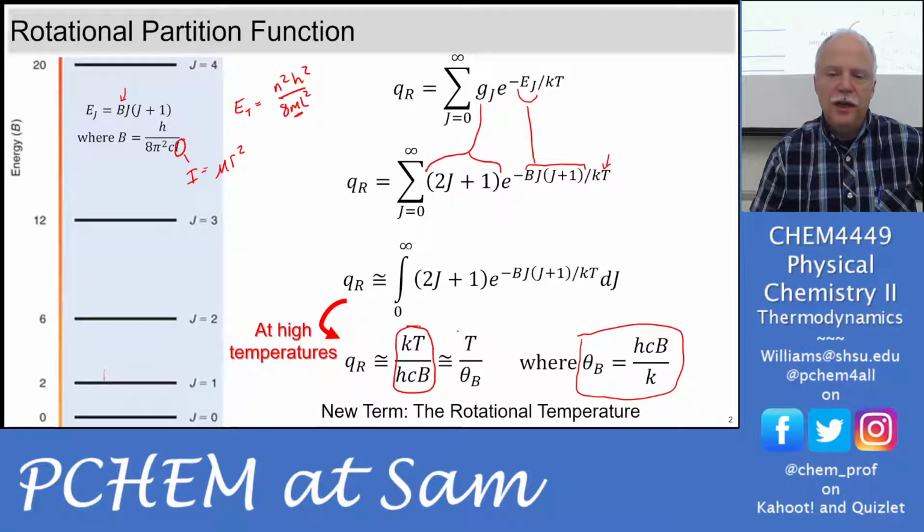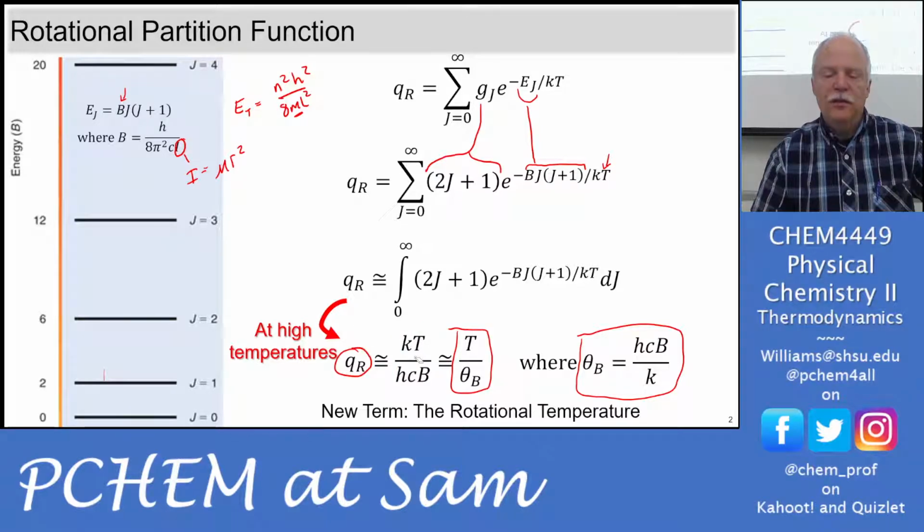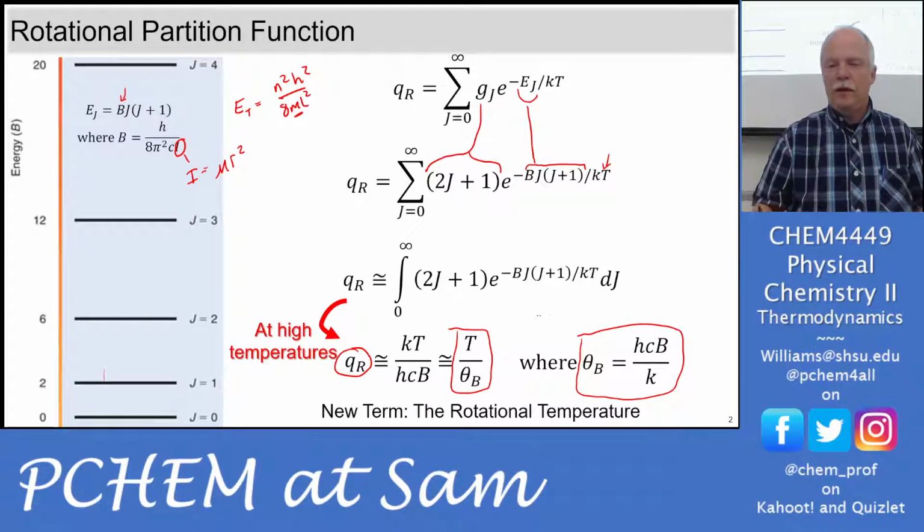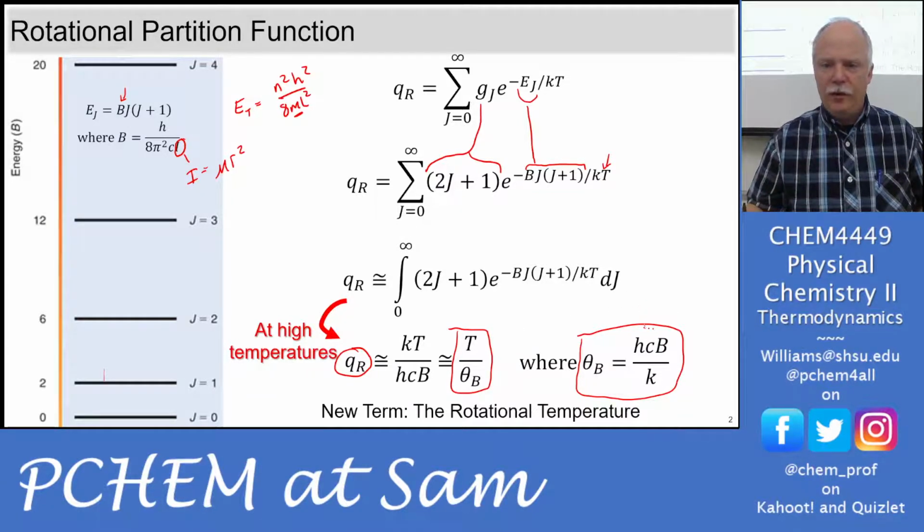And so I think you should write down these two equations right here, that Q_R is equal to T over theta B, and then write down what theta B is. And if you want to be precise in your terminology, I should have put a little tilde on here. So that would be B in wave numbers.